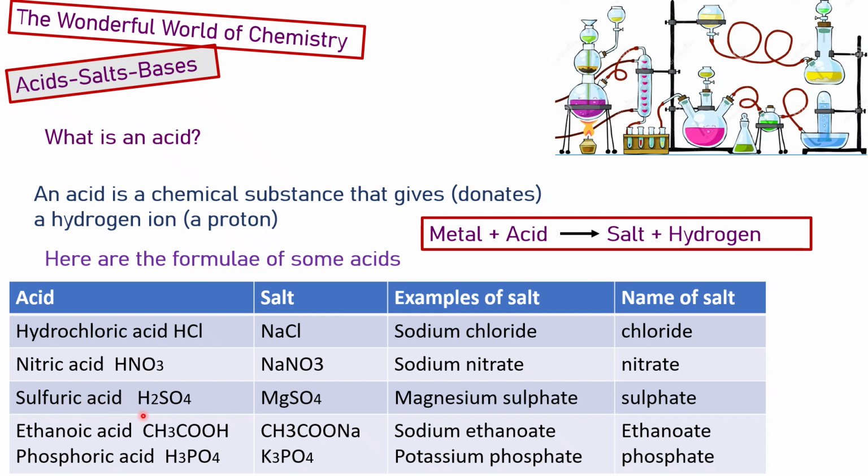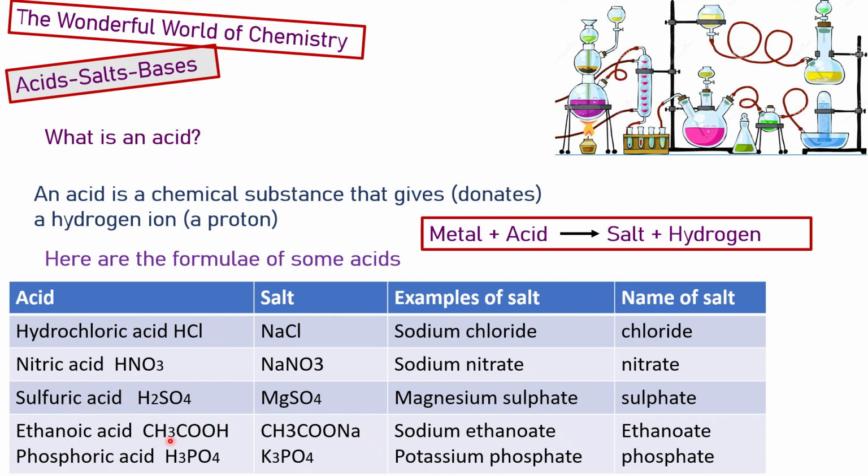Now, sulfuric acid, when it reacts with the metal magnesium, produces magnesium sulfate, which is a salt. Its name is magnesium sulfate, and it belongs to the group of sulfates, because all sulfates, for example sodium sulfate and magnesium sulfate, started with sulfuric acid.